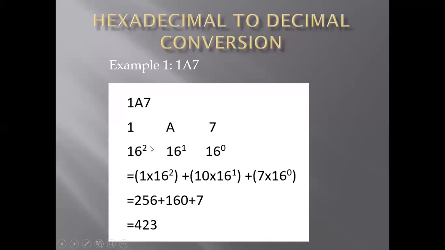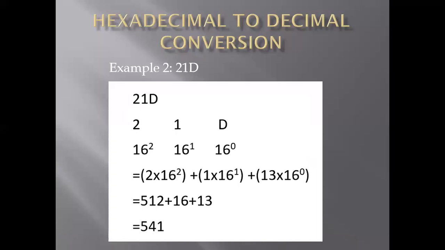So 1 multiply 16 raised to 2 plus A. A hexa means our 10. So 10 multiply 16 raised to 1 plus 7 multiply 16 raised to 0. So 1 multiply 16 raised to 2 is 256, plus 10 multiply 16 raised to 1 is 160, and 7 multiply 16 raised to 0 is 7. So our answer is 423.